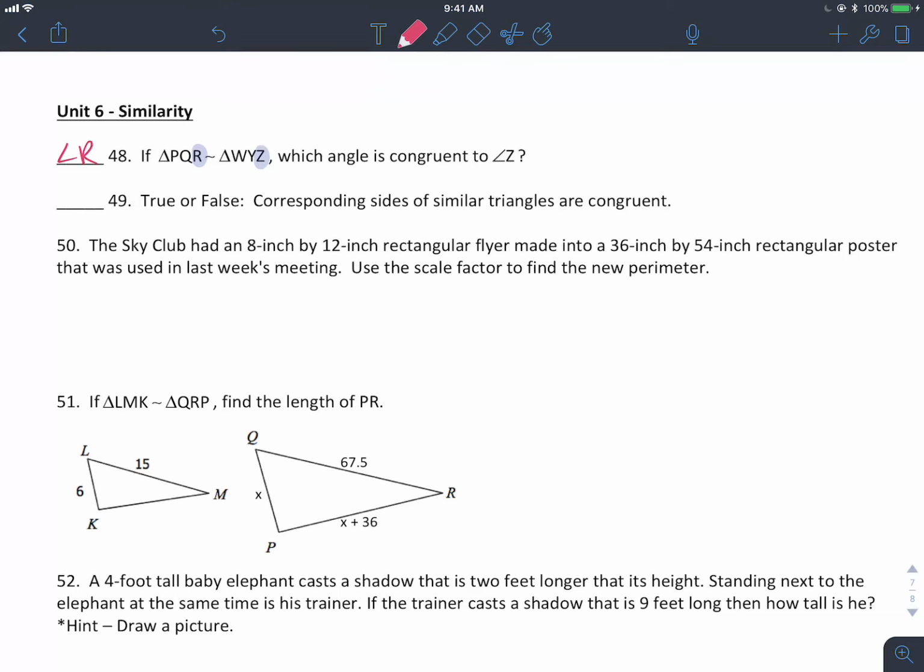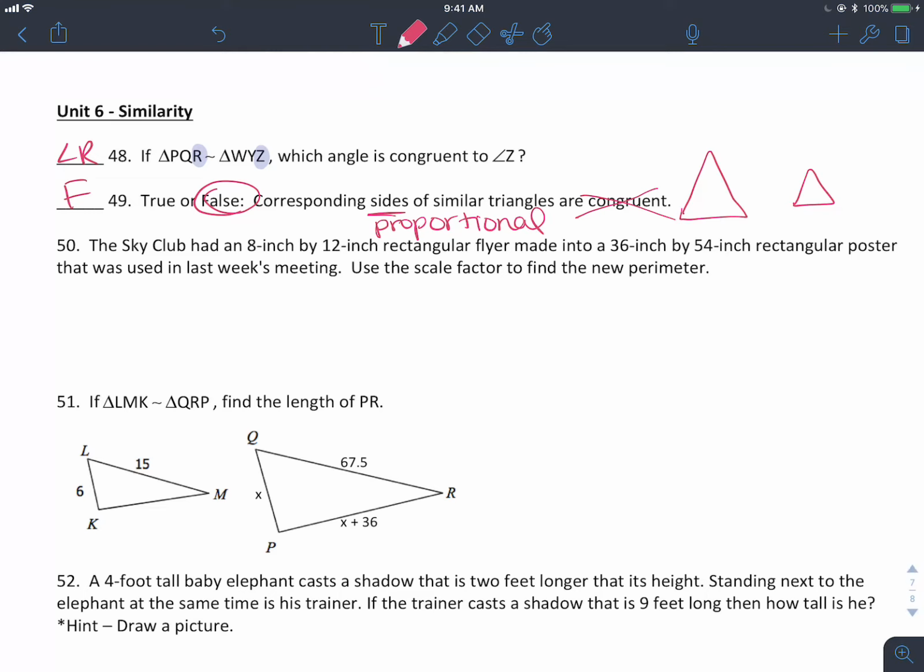All right, true or false? Corresponding sides of similar triangles are congruent. If we have corresponding sides, we have a big triangle and a small triangle, they are similar, but these sides are not congruent. So this is false. The sides are proportional.